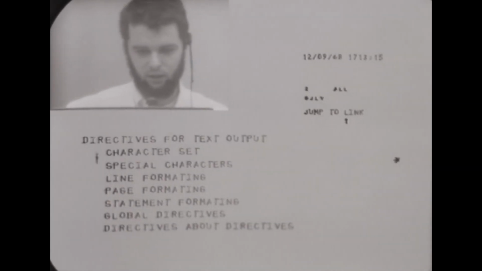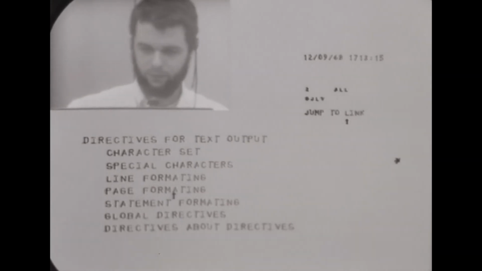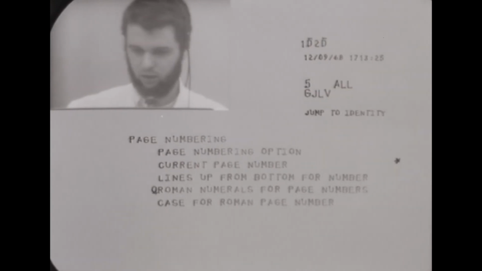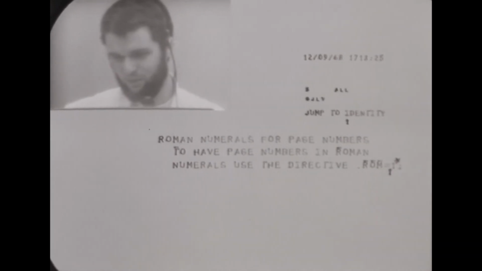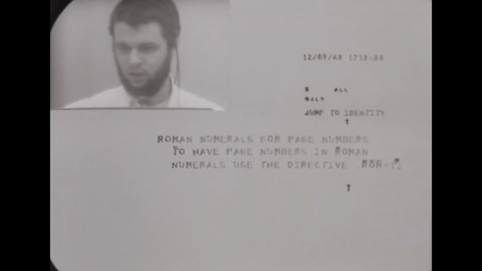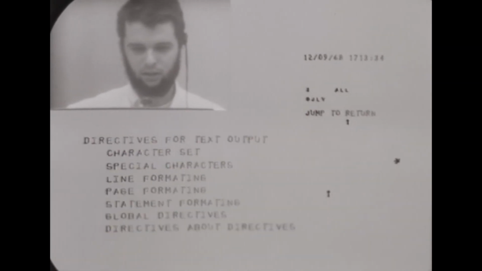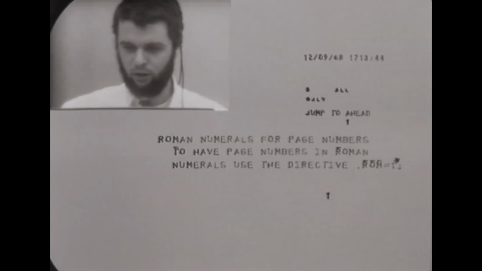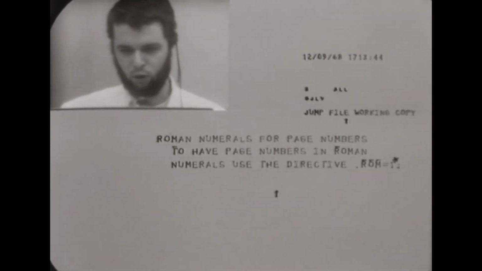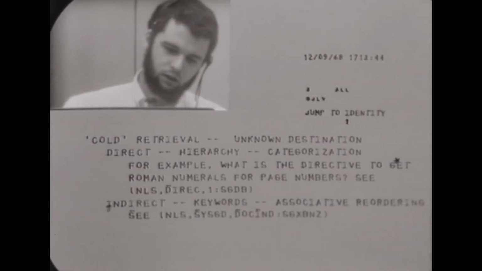I'm into the file now. Here's the first level of the hierarchy. Let's open up page formatting. We want page numbering, so we'll open that up. We find, yes, here it is, Roman numerals. We find out the directive. Yep, your bug's right on it already, Doug. Here's the directive we want. So we work down quite a way into a hierarchy, as you can see. This is quite a nice way to be able to very quickly find what you're after. Let's go back to the previous file now. Look at this last type.